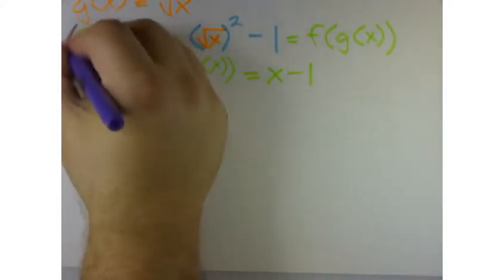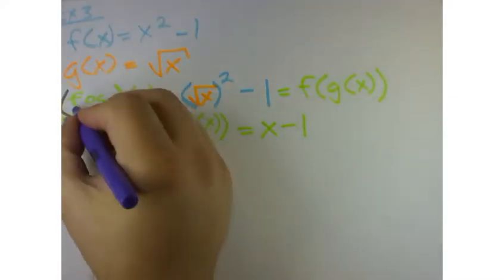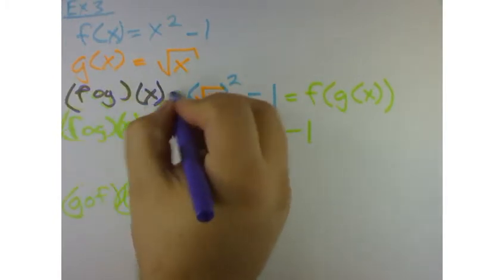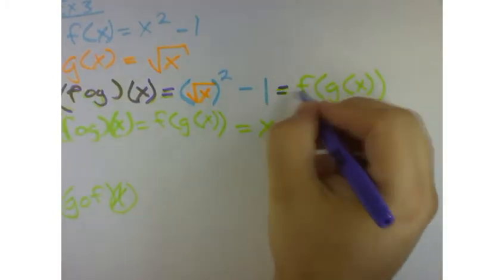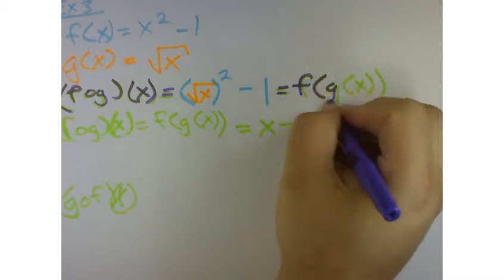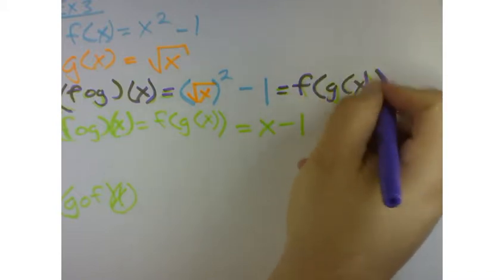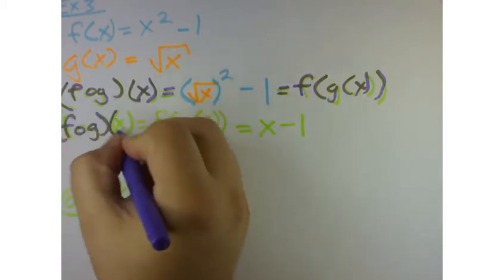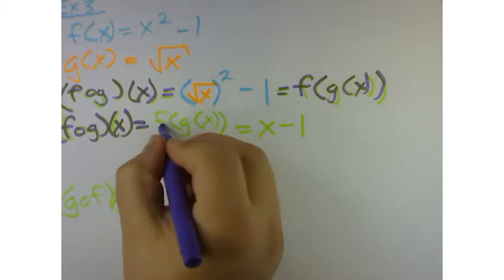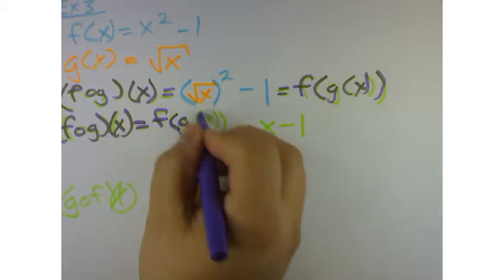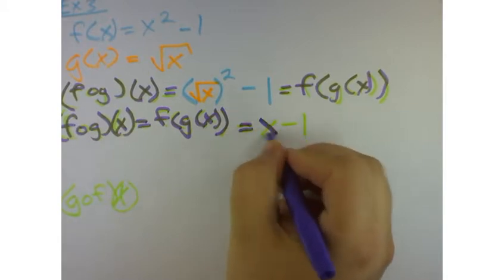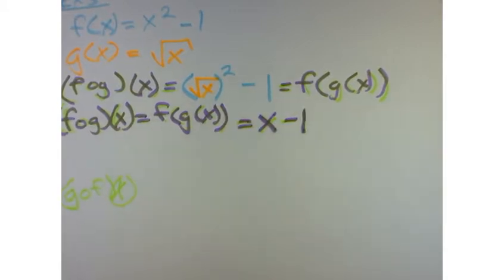Okay, so let's go over it again. If I say f of g of x, that should equal this stuff, which is the same as saying f of g of x. And so if that's the case, we take f of x and we just plug it in, and then our final answer was x minus 1.